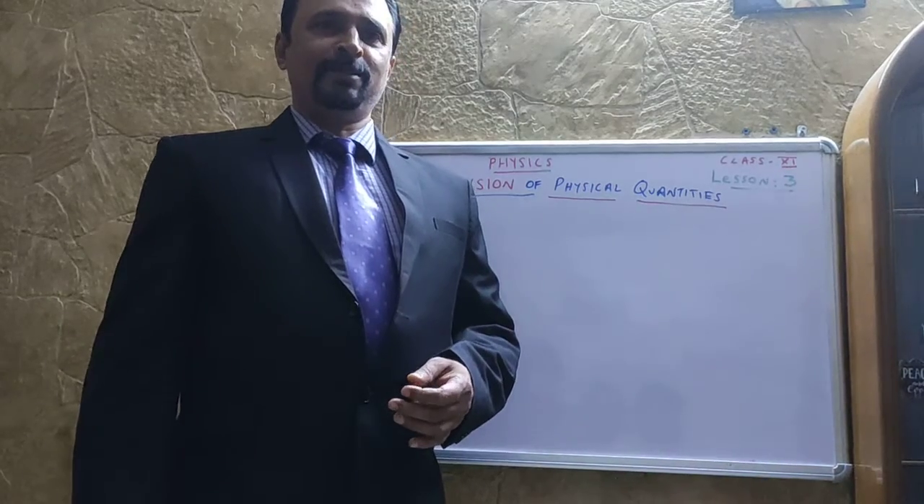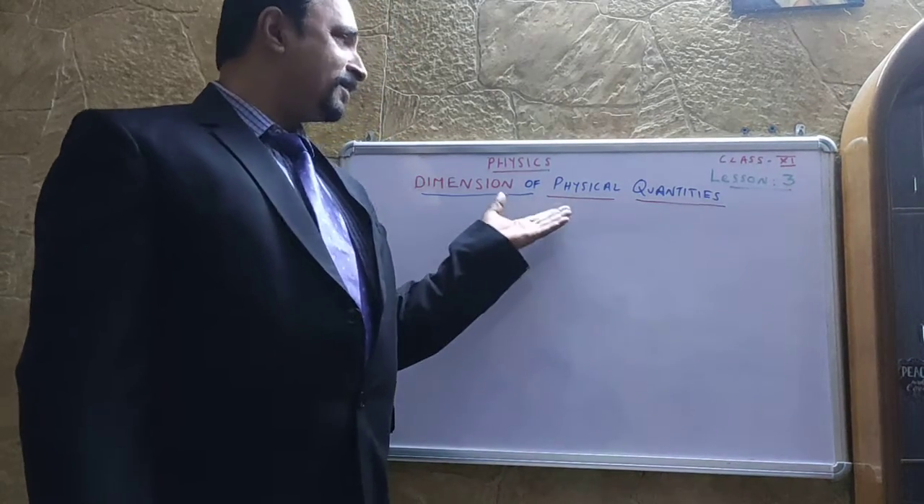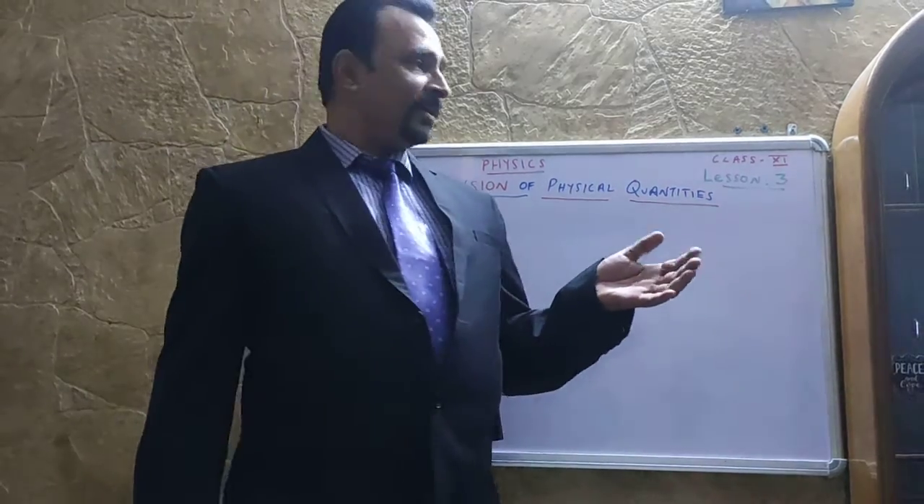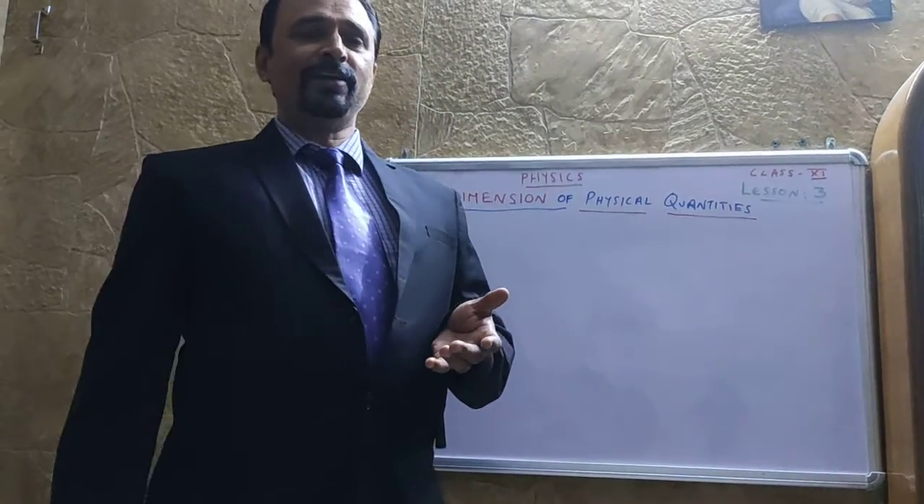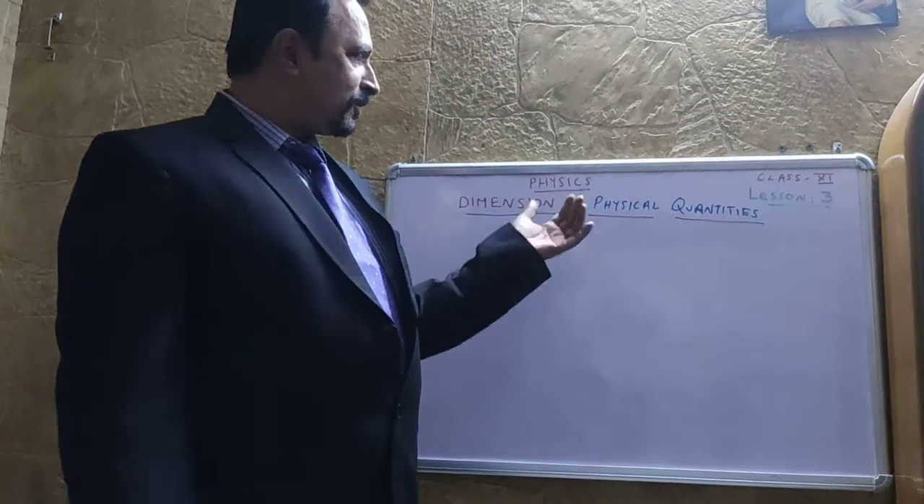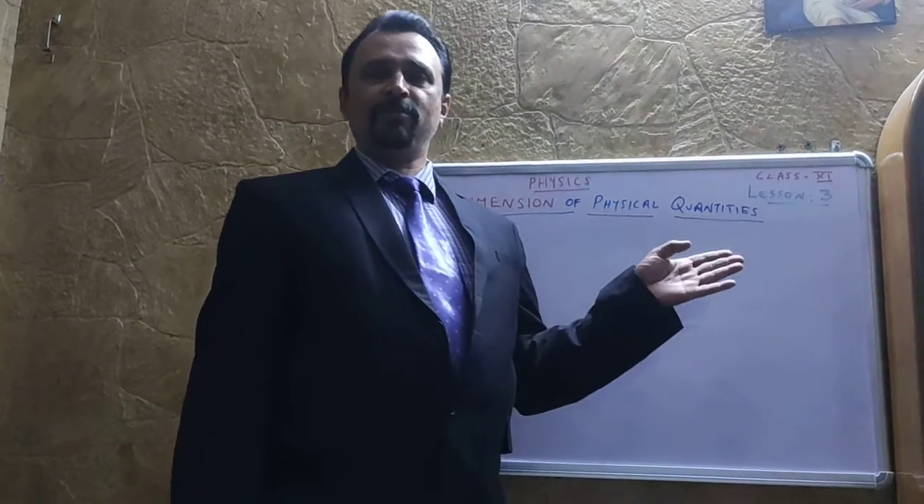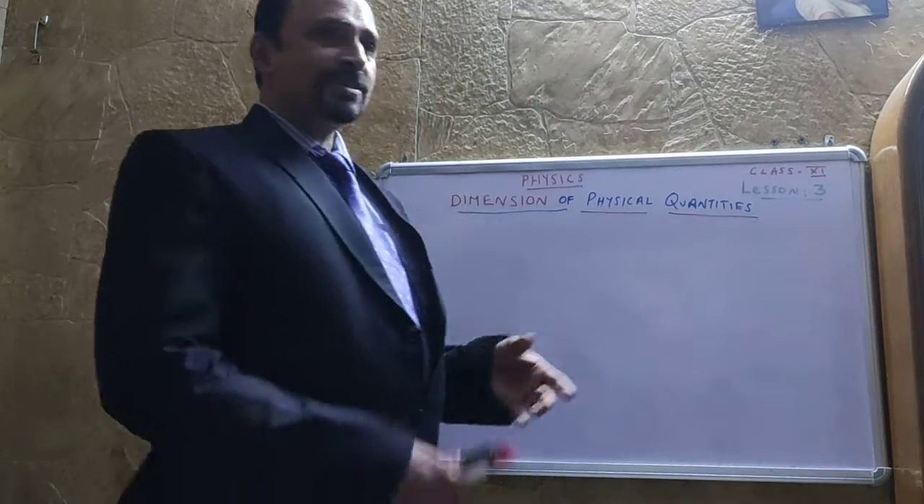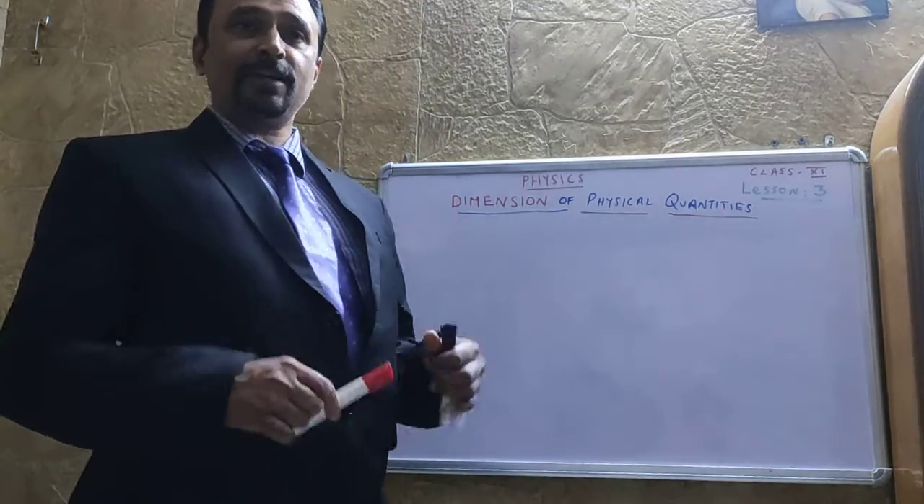Good morning, children. In the previous class, we studied the meaning of a physical quantity. Right? What is a physical quantity? A quantity that can be measured either directly or indirectly. Then we also studied that physical quantities can be divided into different groups. One is scalars and vectors. Another is fundamental quantities and derived quantities.